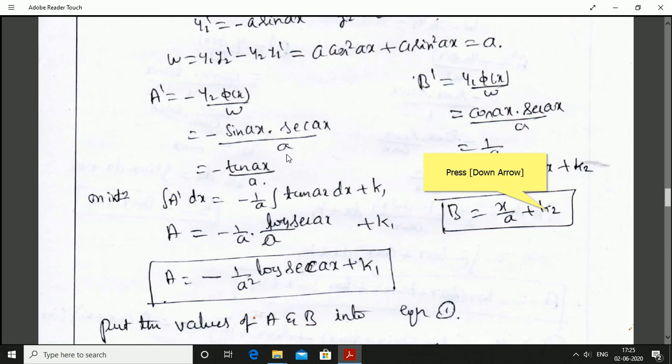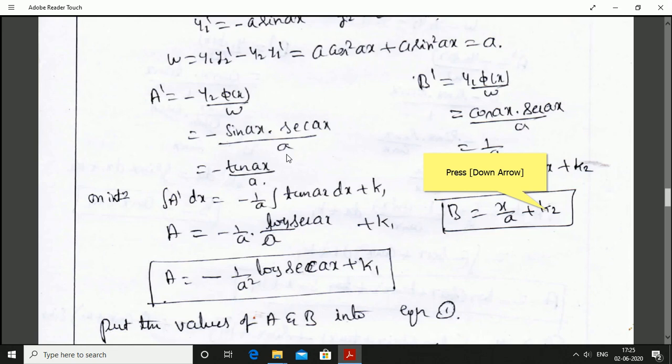On integration, integral of a dash into dx is equal to minus 1 by a into integral of tan ax into dx plus k1, where minus 1 by a is a constant. Tan ax integration is log secant ax divided by a plus k1. A into a is a square, so a is minus 1 by a square into log secant ax plus k1.